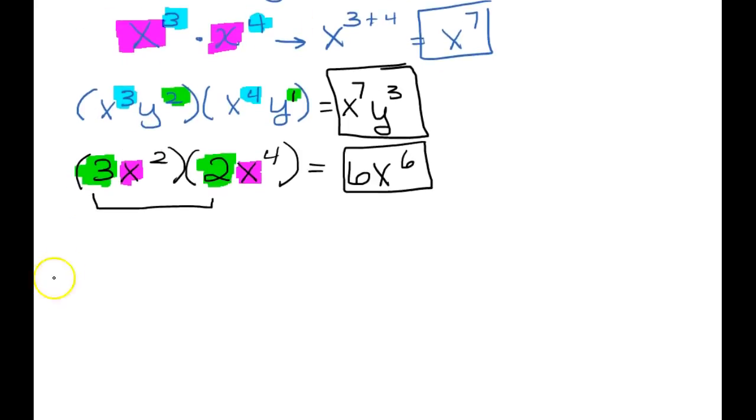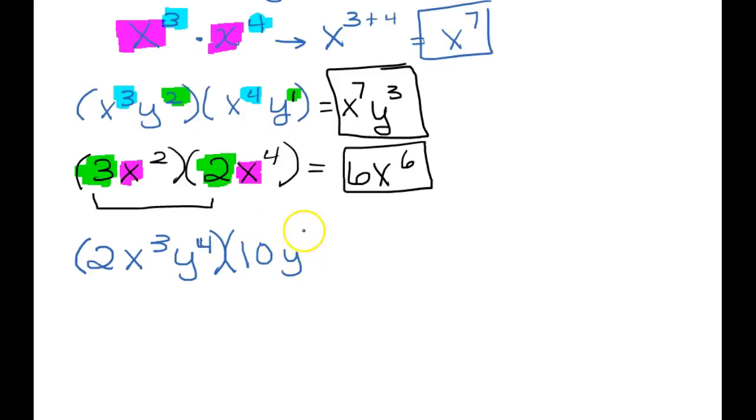Let's try another one. What happens if we have 2 x to the 3rd, y to the 4th, times, let's try 10, y to the 3rd, z squared. Ooh, this one can get a little bit trickier. So the first thing I'm going to do, I want to identify my integers. That's just going to make everything that much better. So identify my integers, and then I multiply those. So when I do that, I get 10 times 2, which is 20.